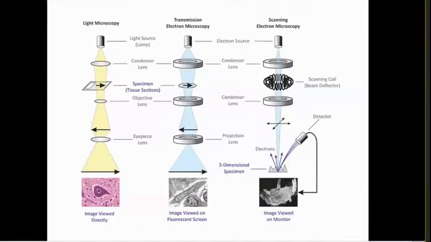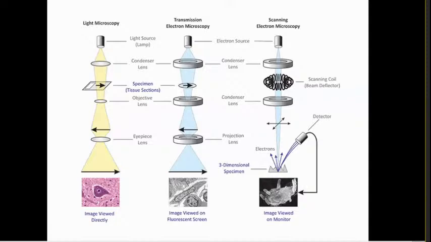This is the output image of light microscopy, transmission electron microscopy, and scanning electron microscopy. In light microscopy, we have the light source, condenser, specimen, objective lens, and eyepiece lens, and through the eyepiece lens we can get the color image. In the TEM, the electron beam is passed through the condenser lens, which passes it to the specimen. After that we have the objective lens, then the projector lens develops the image. This developed image is visualized on a fluorescent screen.